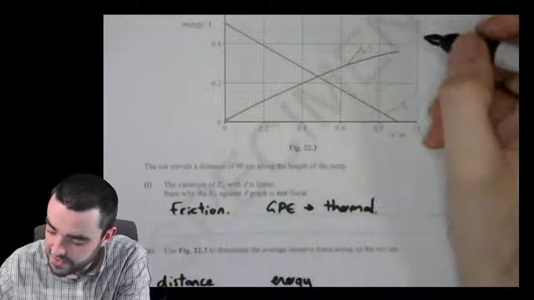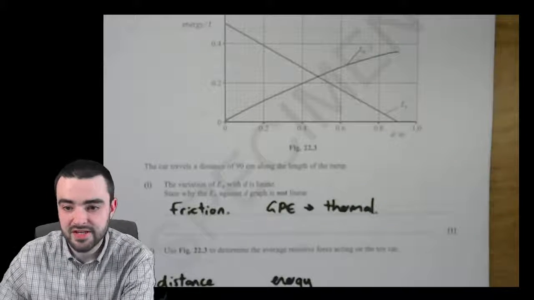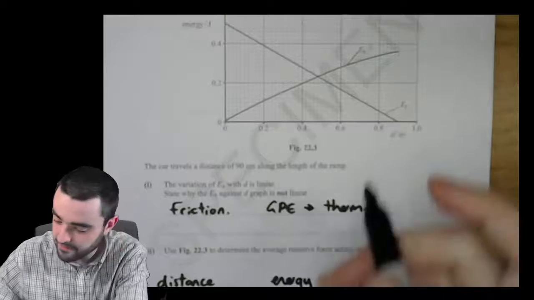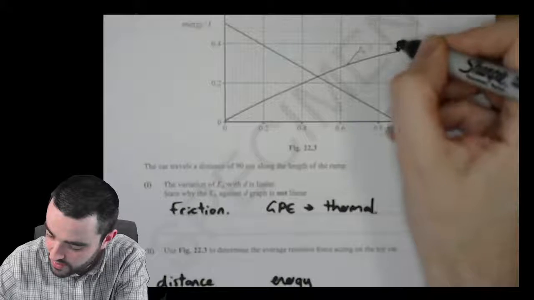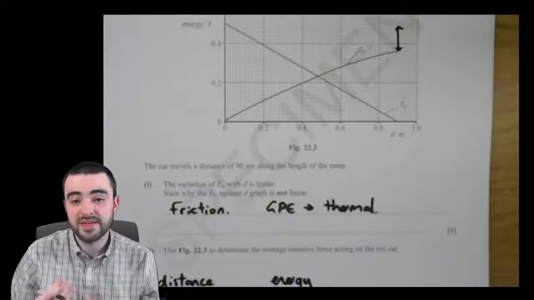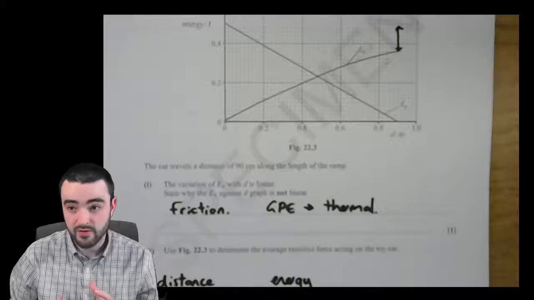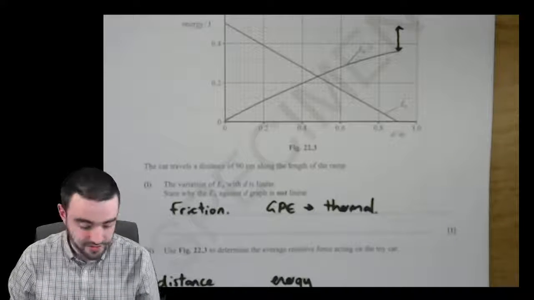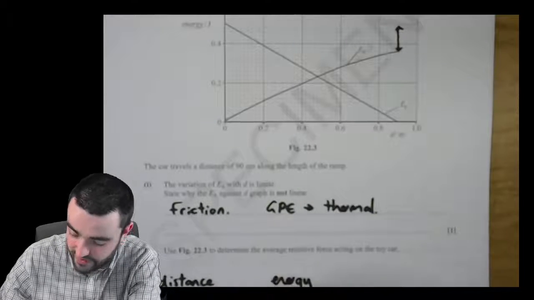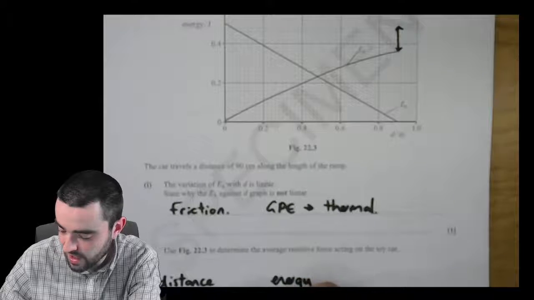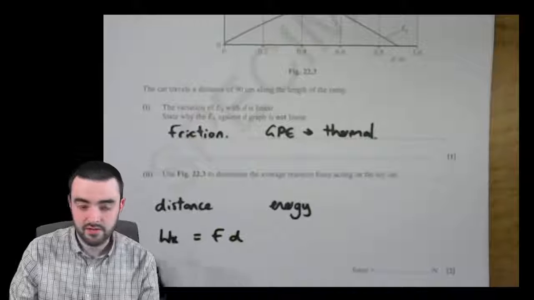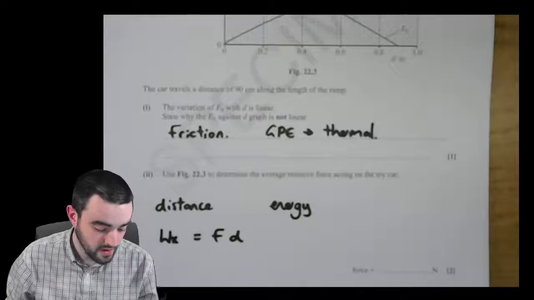Well, the work done is going to be equal to the energy transferred. So there's going to be a difference between this one and that one. And that difference is going to be the work that's been done on the car, where you've got that energy transfer into friction. So the work done, or the energy, is equal to the force times the distance. So if we divide the work done by the distance it's gone over, we'll be able to work it out.